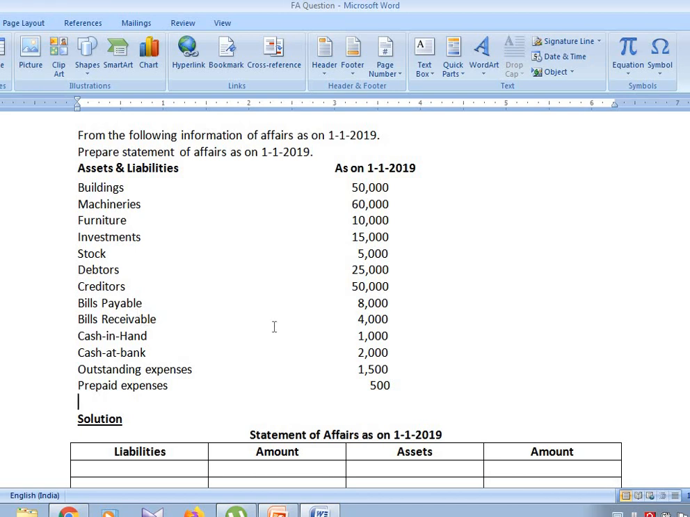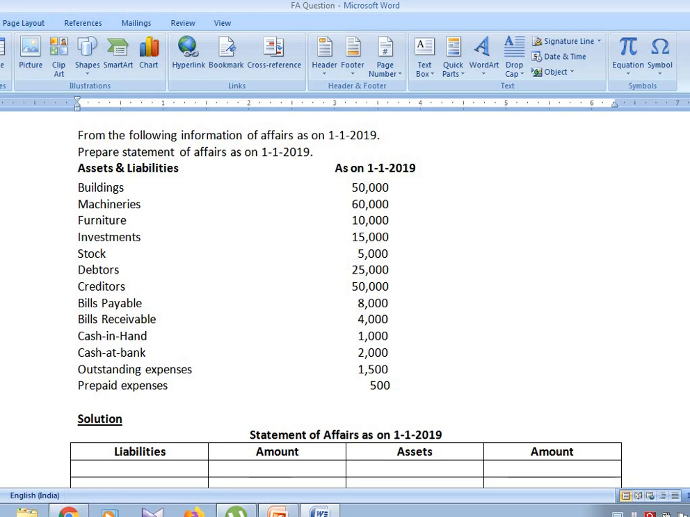Bills payable, 8,000. Bills receivable, 4,000. Cash in hand, 1,000. Cash at bank, 2,000. Outstanding expenses, 1,500. And prepaid expenses, 500. So this is the question. This is one of the questions wherein you have to prepare the statement of affairs. We need to prepare the statement of affairs.